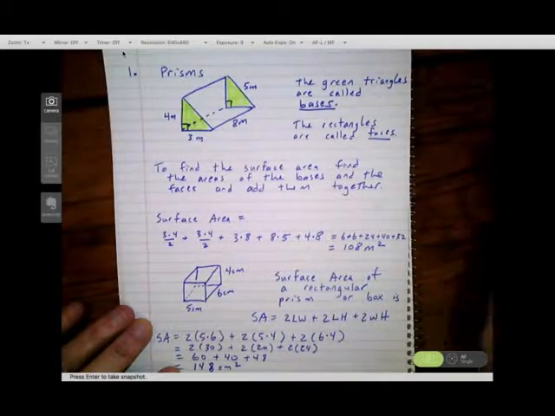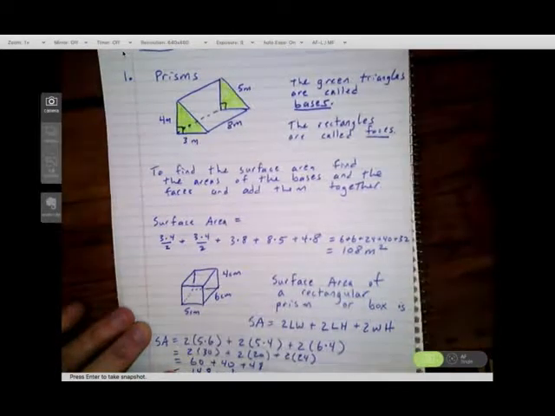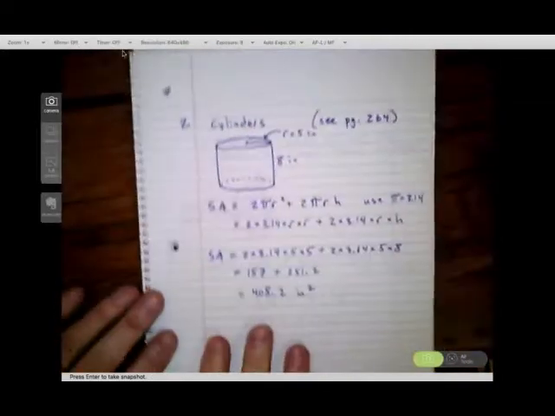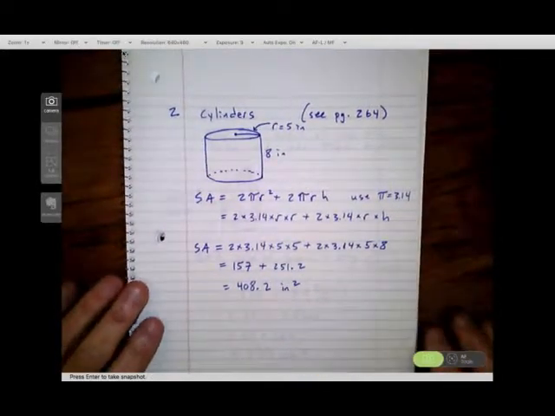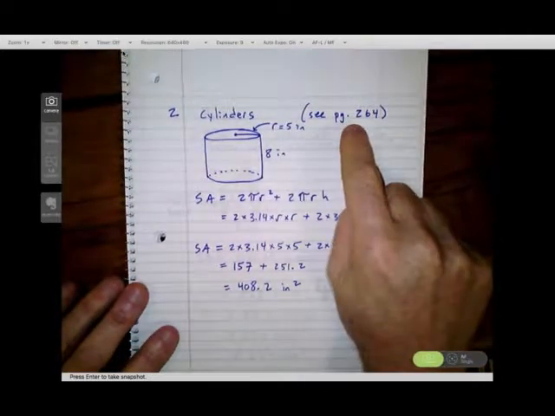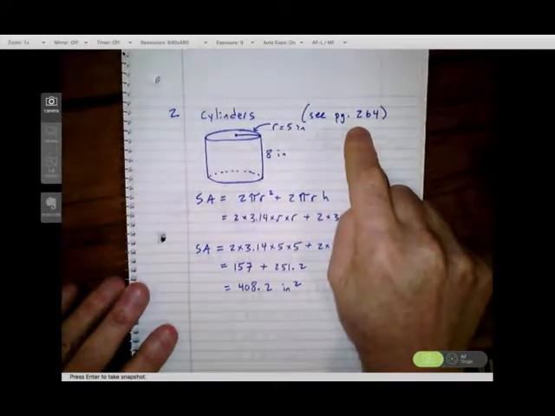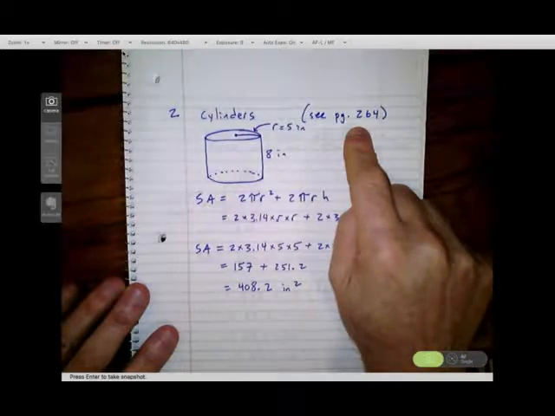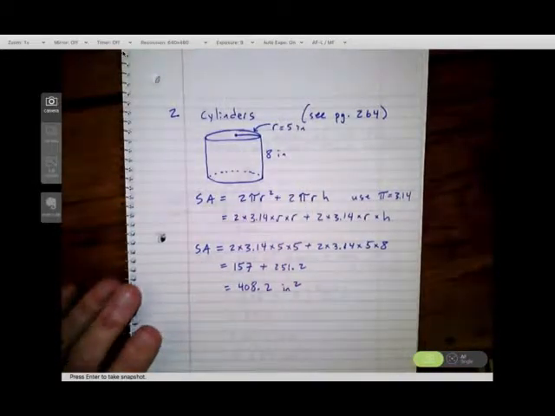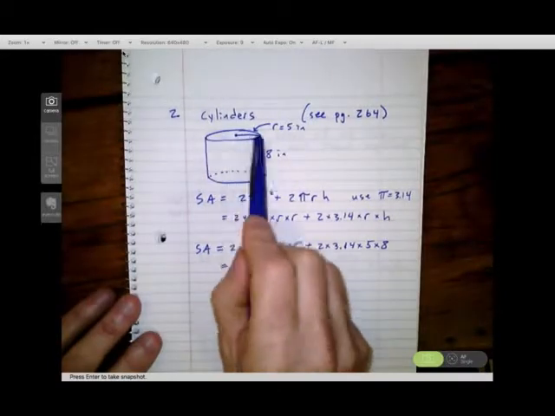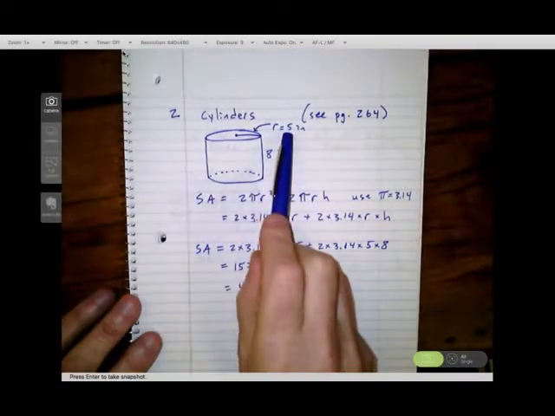Okay, there's the first one. There's prisms. Okay, now we're going to move on to the next one. Those are cylinders. Okay, a cylinder's just a can. If you want to see where the formula comes from, I highly recommend you take a look at page 264. I'm not going to get into that right now to save us a little bit of time in this video. Okay, so a cylinder is two circles.